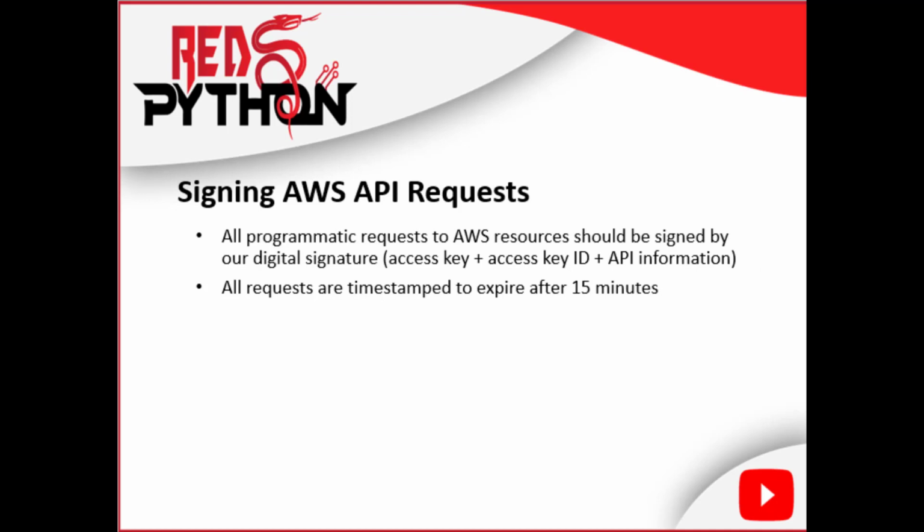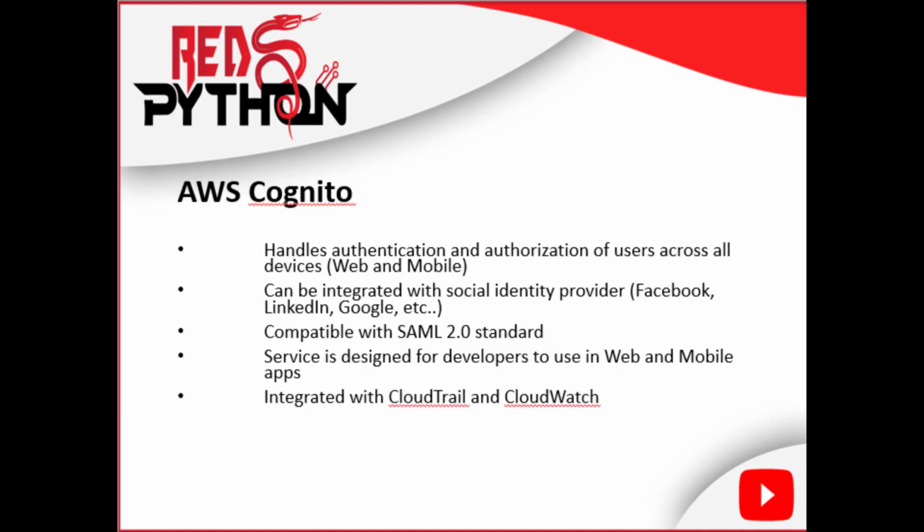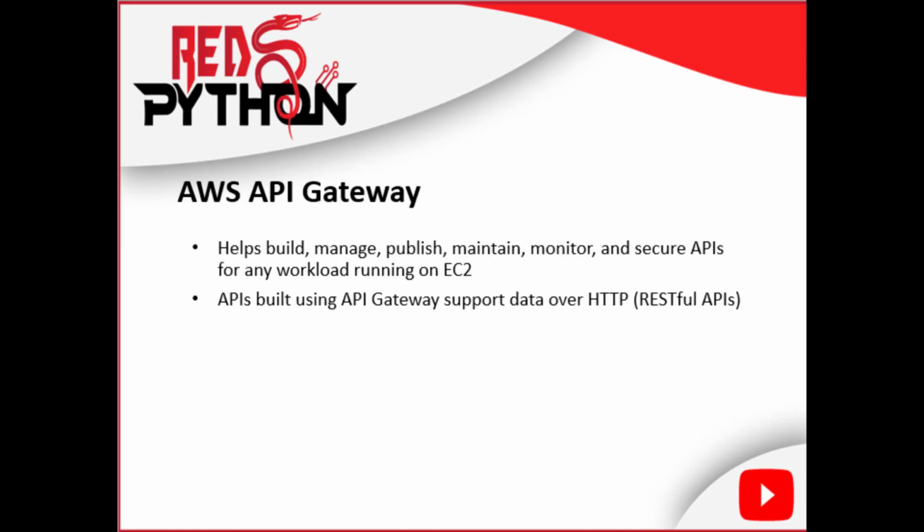From the development perspective, all programmatic requests to AWS resources should be signed by your digital signature, like access keys, access key IDs, and API information. AWS Cognito is another user management, authentication, and synchronization tool that handles authentication and authorization for users across all devices, web and mobile. It can be integrated with social media identity providers. It's compatible with the SAML 2.0 standard and can be integrated with CloudTrail and CloudWatch.